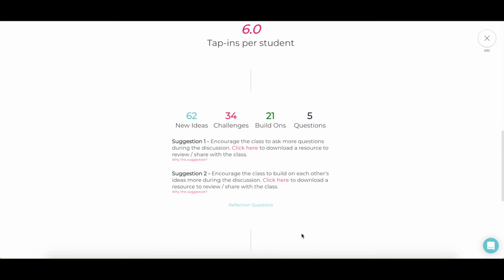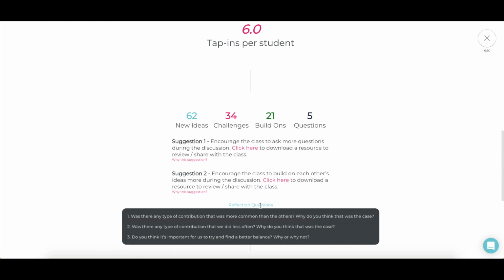Then it has reflection questions for the students. So I showed them this because they're my guinea pigs. I showed them, this is why I'm doing it. This is what the teacher view looks like. What do you think? Do you think this is useful to me? But these questions are actually for the kids. So was there any type of contribution that was more common than others? Why do you think that was the case?